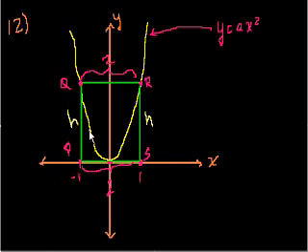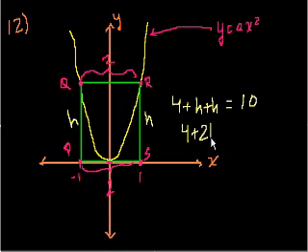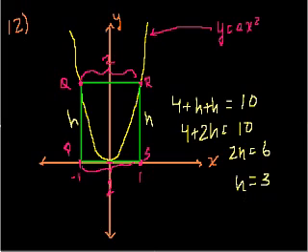So what's the perimeter? The perimeter is 2 plus 2, which is 4, plus h plus h plus h plus h, and that equals 10. So we can add those h's together. We get 4 plus 2h is equal to 10. Subtract 4 from both sides. 2h is equal to 6. Divide both sides by 2. h is equal to 3. So we know h equals 3.